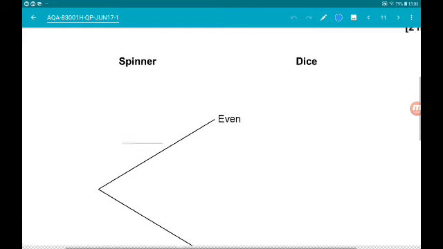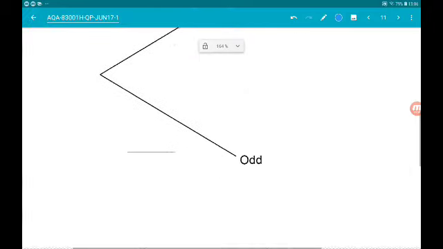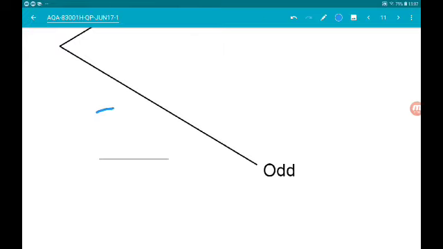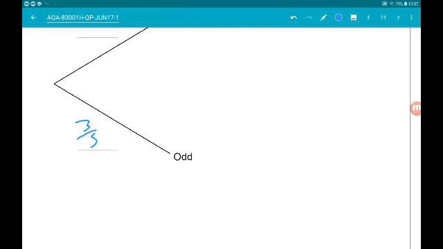So, for the spinner, the probability of getting an even number, well, there are 2 even numbers, 2 and 4, out of 5 numbers altogether. So that's going to be 2/5, which means then the probability of getting an odd is 3/5. Now, if you're wondering why there aren't branches off of odd, it's because if the spinner is odd, we don't throw the dice.